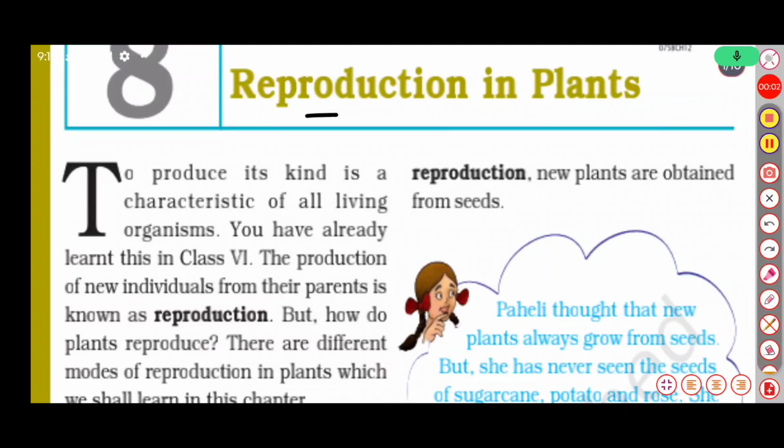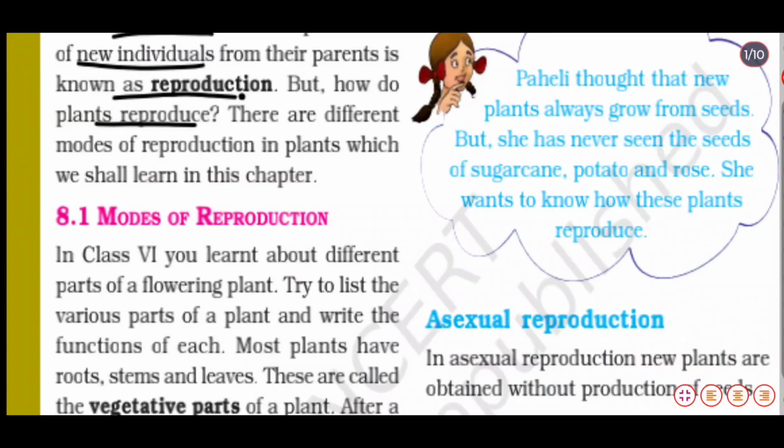Chapter 8, that is, reproduction in plants. To produce its kind is a characteristic of all living organisms. You have already learned in class 6 the production of new individuals from their parents is known as reproduction. But how do plants reproduce? There are different modes of reproduction in plants which we shall learn in this chapter.